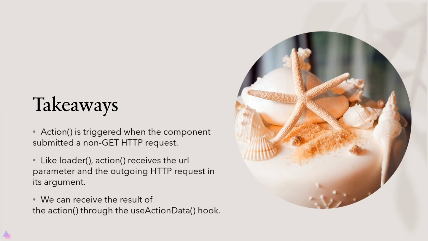Key takeaways for this lesson. Action is triggered when a component submitted a non-get HTTP request. Just like the loader function, the action function receives the URL parameter and the outgoing HTTP request instance in its argument. We can receive the result of the action function through the useActionData hook. This is particularly useful when we want to display the error message from the API or the success response from the API result.